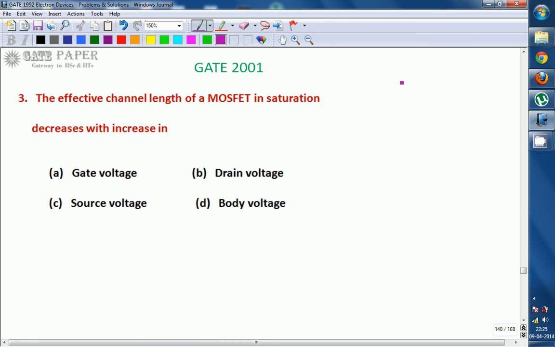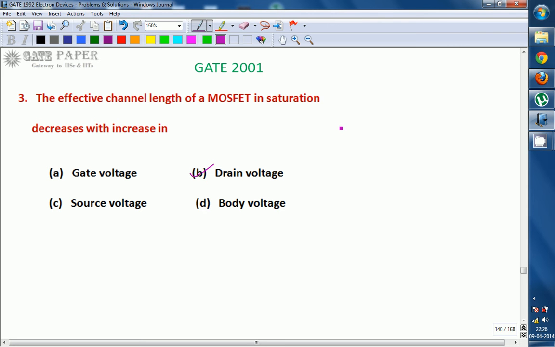Effective channel length, this phenomenon is actually called channel length modulation. The correct answer for this one is drain voltage. We will see what is meant by this channel length modulation effect, so that we can easily answer this type of question. How does the effective channel length of a MOSFET decrease in saturation?